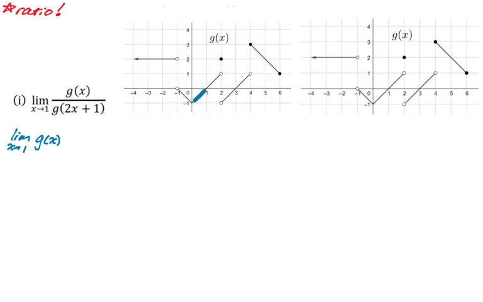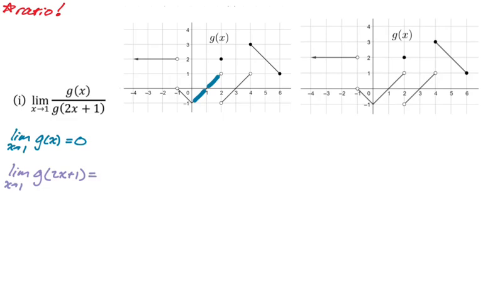So from the left, I get 0. From the right, I get 0. So I got 0 both times. This limit is 0. Okay, now I need to deal with the limit of the denominator. So 1, g of 2x plus 1.